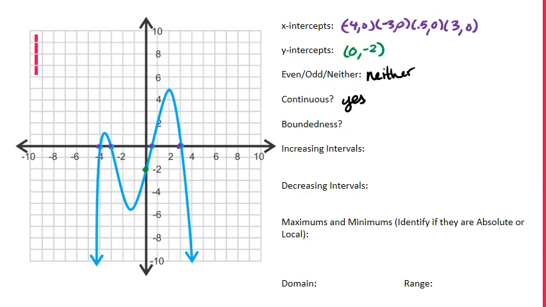Boundedness, are there any boundaries? Okay, yes, there is boundedness, and we would call it an upper bound. There's an upper bound, meaning an upper boundary, okay?